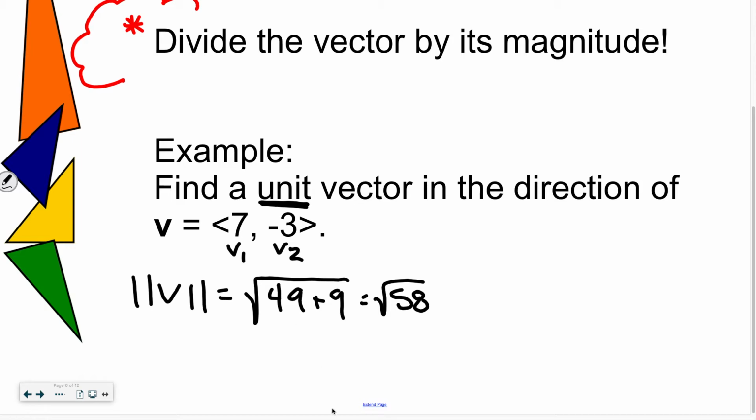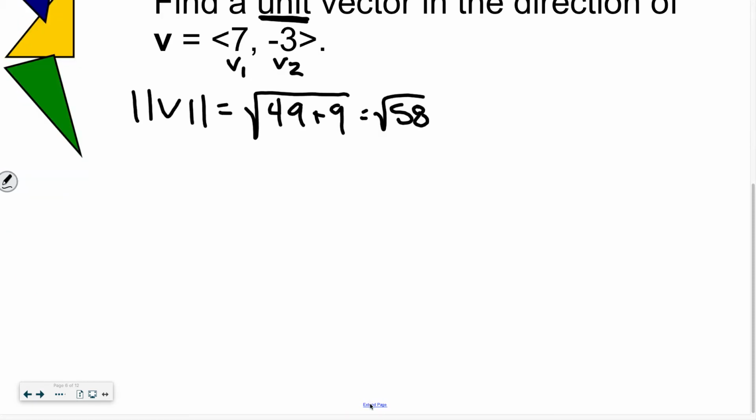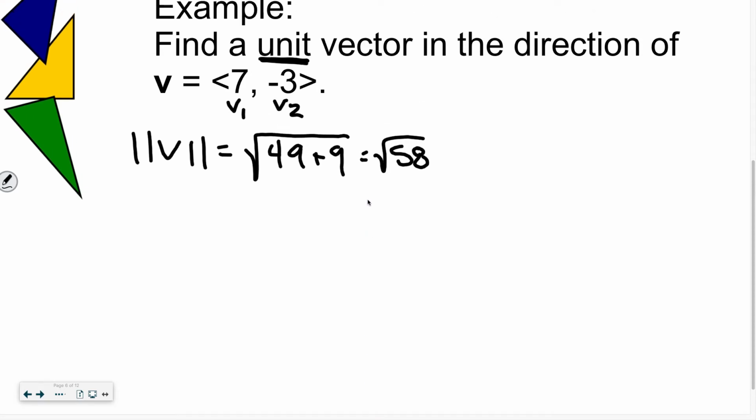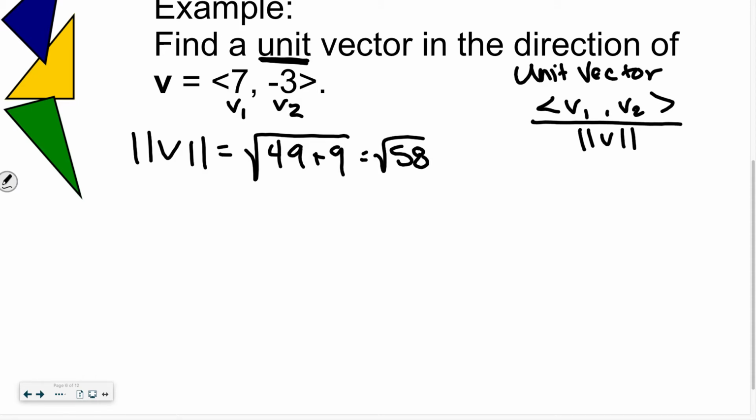So I can see v isn't a unit vector by itself. Square root of 58 is more than 7 but less than 8. So in order for me to find my unit vector, we said above, for the unit vector, take the vector v sub 1, v sub 2, and divide it by its magnitude. So I'm going to call it u, because it's going to be my unit vector. And I'm going to take 7, negative 3, and divide by square root 58.